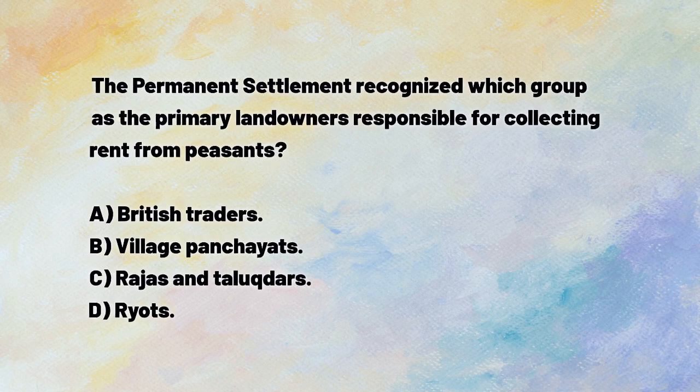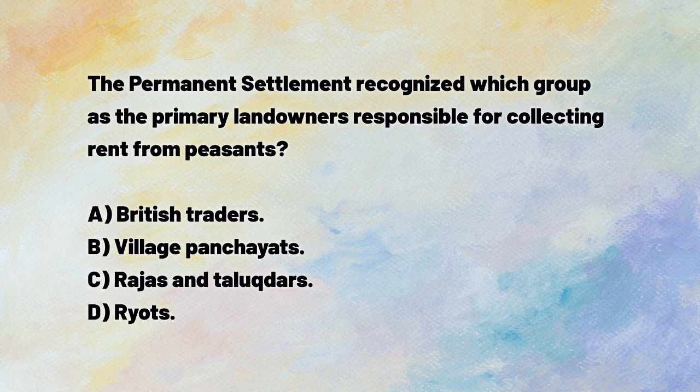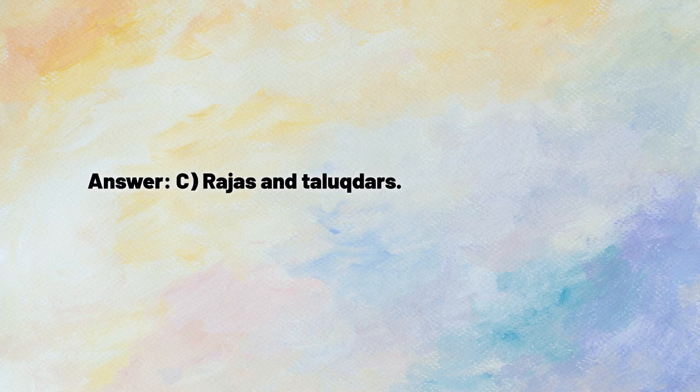The permanent settlement recognized which group as the primary landowners responsible for collecting rent from peasants? A. British traders, b. village panchayats, c. rajas and talukdars, d. ryots. Answer: c. Rajas and talukdars.